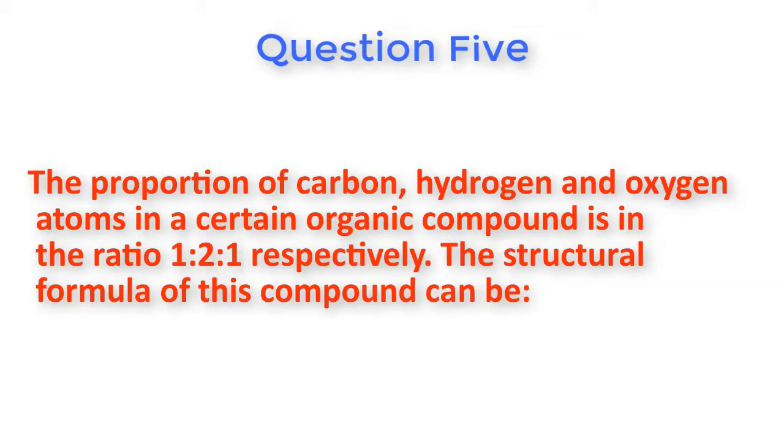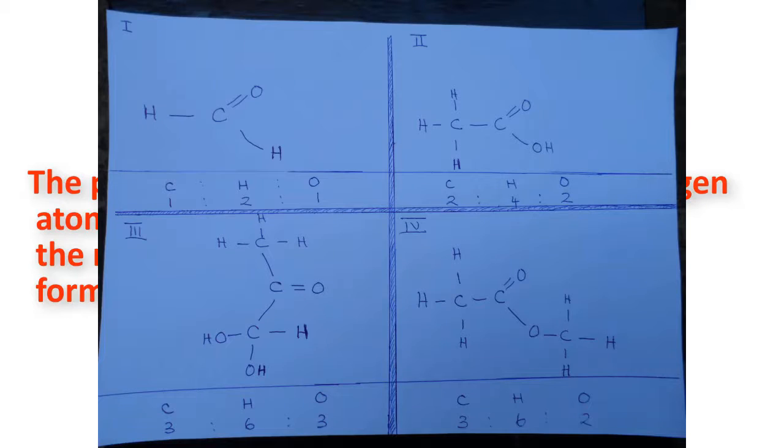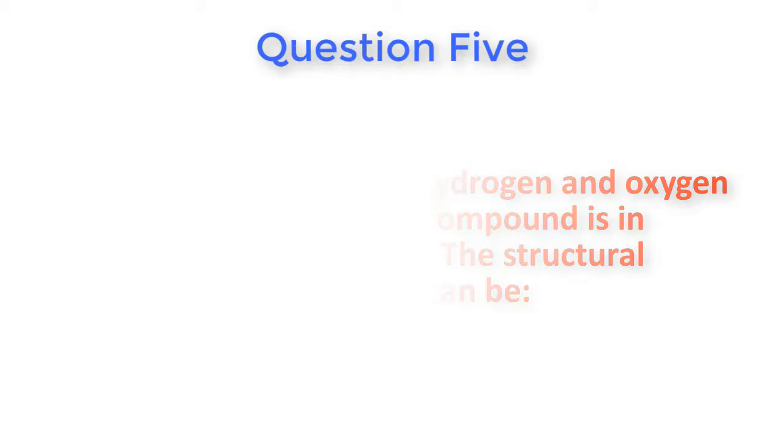Question number 5. The proportion of carbon, hydrogen and oxygen atoms in a certain organic compound is in the ratio 1 to 2 to 1 respectively. The structural formula of the compound can be... The structures are shown on the screen.